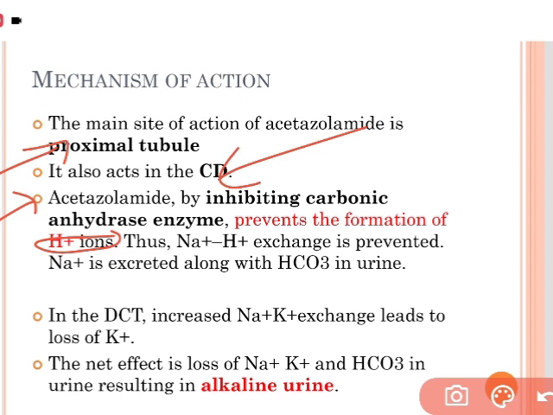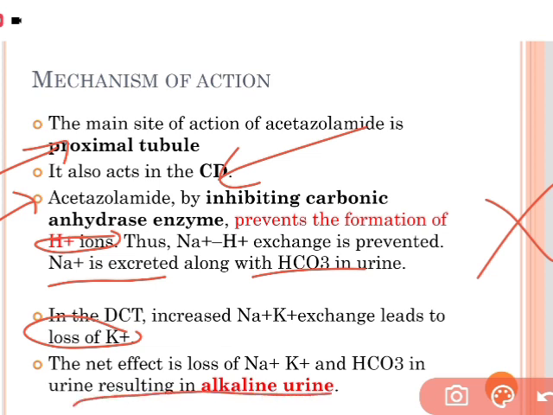So sodium hydrogen exchange is prevented. There will be no sodium hydrogen exchange. So sodium will get excreted along with the HCO3. So in the distal convoluted tubule, increased sodium potassium exchange leads to the loss of potassium. The net effect is loss of sodium, potassium, bicarbonate, and that will result in alkalinization of urine.